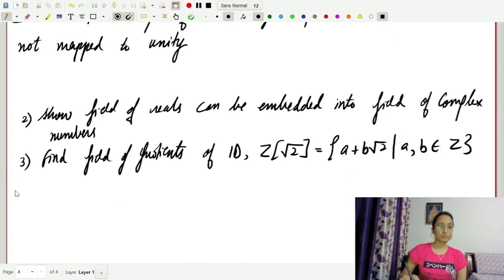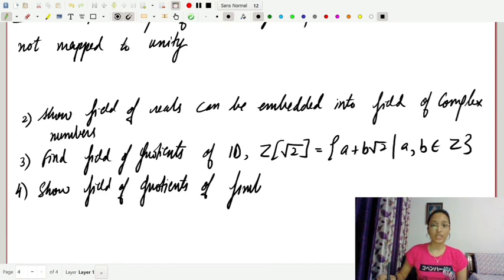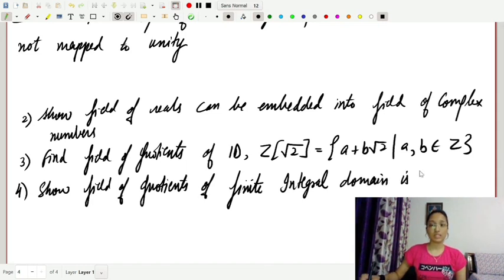Fourth question, show that the field of quotients of a finite integral domain is the integral domain itself.